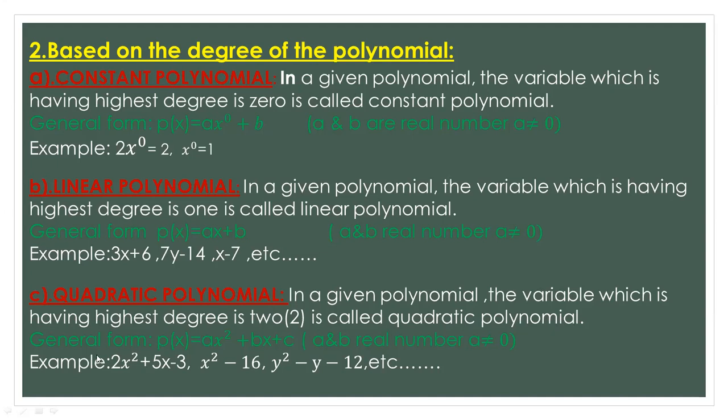So students, its general form is p of x is equal to ax square plus bx plus c, where a, b and c are real numbers where a is not equal to 0. For example, 2x square plus 5x minus 3, x square minus 16, and one more example, y square minus y minus 12. Like this, many examples we can write for the quadratic polynomial.